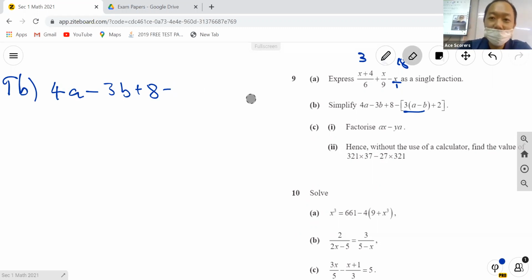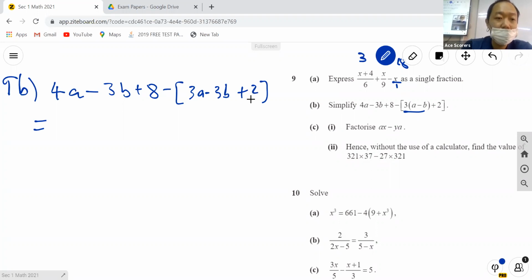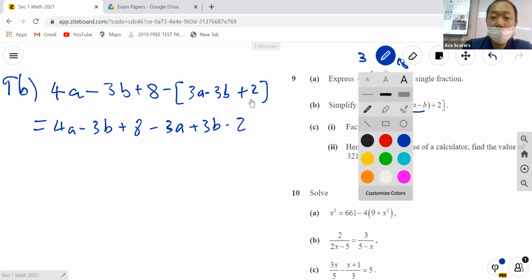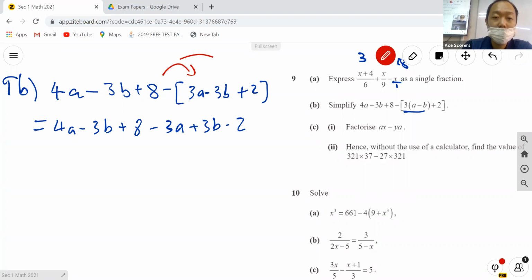Let's see if this is better. Right. Minus. But oh man. I try. 10. 3A minus 3B plus 2. Okay. Then equal to. So now I've got to evaluate, and then I realize there's nothing else to do within the bracket, so I move on. 4A minus 3B plus 8 minus 3A plus 3B minus 2. Right, here is the rainbowing in the negative.